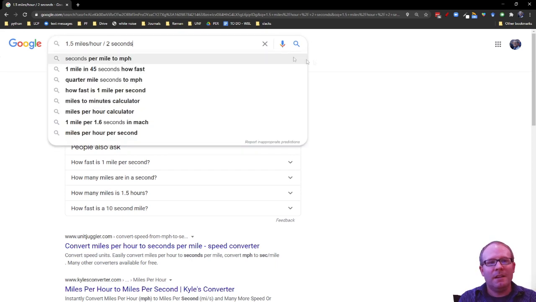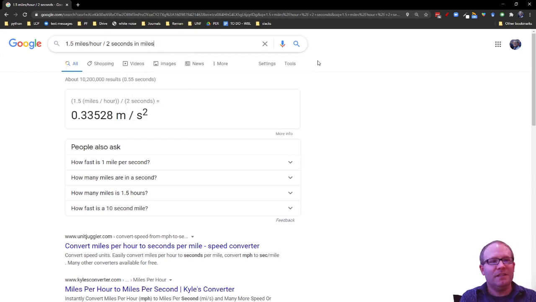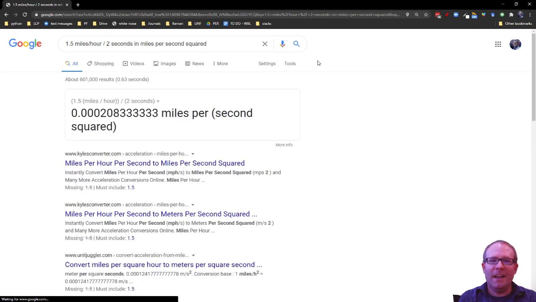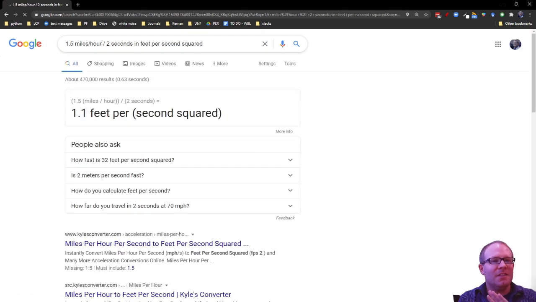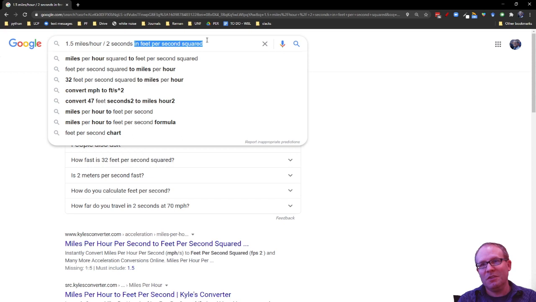Well, what if I wanted it in miles per second squared? Okay, I can change this to miles per second squared. And there you have it. You have miles per second squared. Or maybe you need feet per second squared. Feet was not even in the recipe here. I can get 1.1 feet per second squared here. You just say in and then the combination of units you want, and it will spit those out.